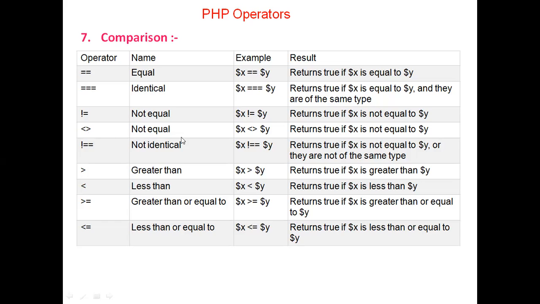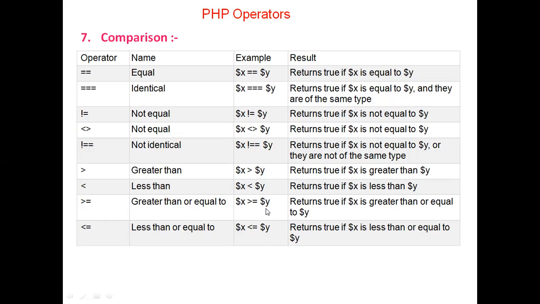Not equal to, that is you can either write exclamation mark equal to, or angle brackets, either of these is the two ways to define the not equal to. Not identical means not double equal to. Okay, greater than sign as usual. If x is greater than y, then it returns the value for x. If x is less than y, it returns the value for y.